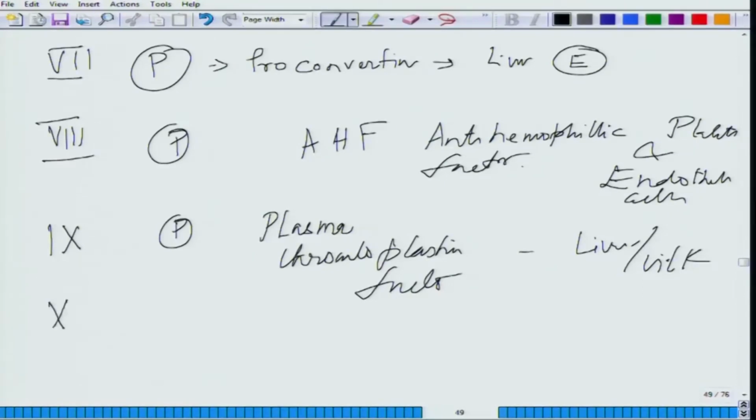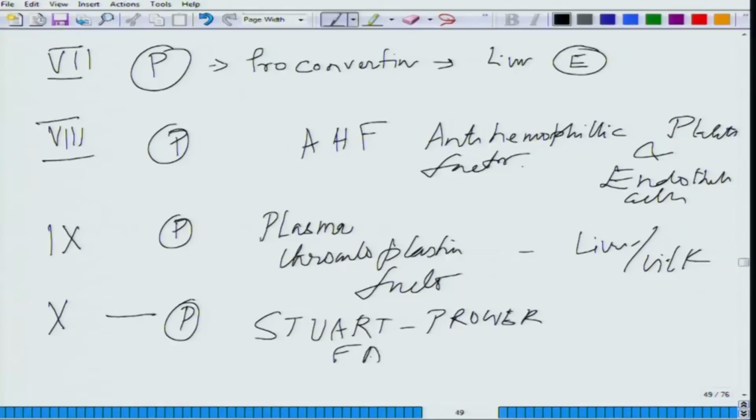Then you have factor 10. This is also a protein, but there is a special name for this. This is called Stuart-Prower factor, and this is also produced by the liver in the presence of vitamin K.